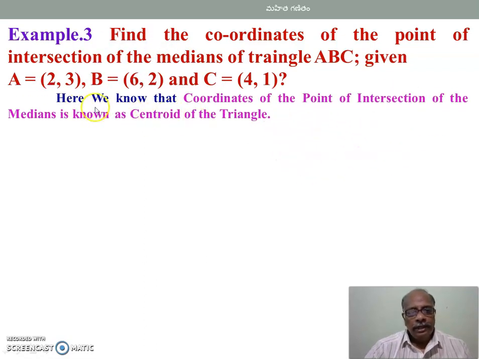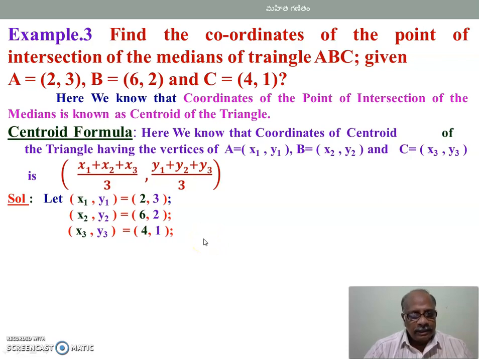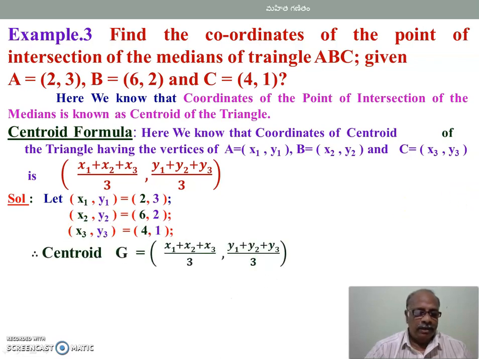Then, here we know that the coordinates of the point of intersection of the medians is known as the centroid of the triangle. Now, write the centroid formula. Here we know that the coordinates of the centroid of the triangle having the vertices A (x1, y1), B (x2, y2), C (x3, y3) is (x1 plus x2 plus x3) by 3, (y1 plus y2 plus y3) by 3. Let us assume the given points as (x1, y1), (x2, y2), (x3, y3). Write the centroid formula and substitute the values of x and y.